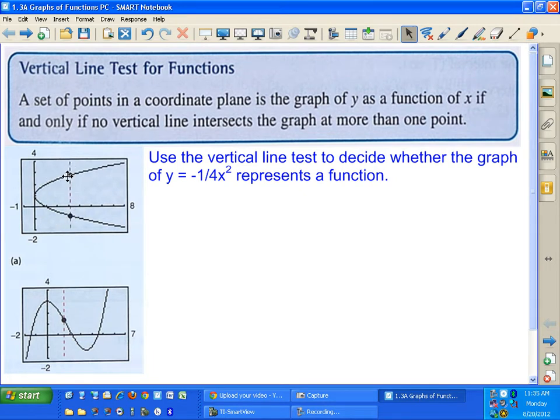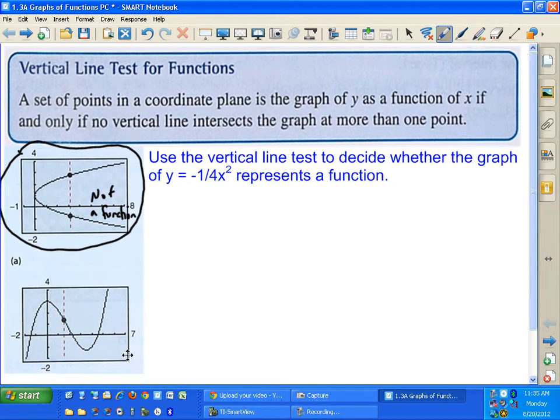So for example, if you're looking at this graph right here, you will notice that the vertical line crosses 2 y values. So for this x value, there are 2 y values. So this graph is not one-to-one, and therefore not a function, because for one x, there are 2 different y values.